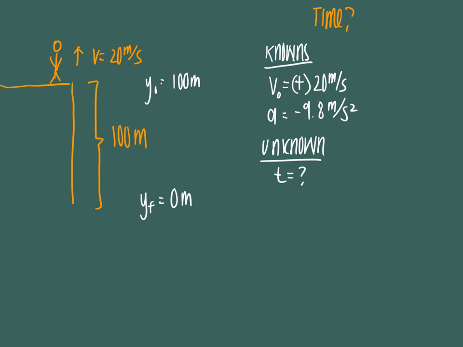So the knowns from the problem are that the initial velocity, and we're choosing that this is going in the positive direction, is 20 meters per second. We also know that the acceleration due to gravity is negative 9.8 meters per second squared. In addition, the initial height, denoted by y naught, is 100 meters, and the final height is 0 meters because the ball hits the ground.